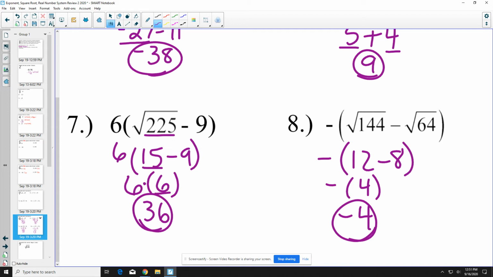All right, number 8, we've got to do our parentheses, but inside our parentheses, we've got to do our square roots first. So the square root of 144 is 12. The square root of 64 is 8. 12 minus 8 is 4. But then I have this negative sign out in front. So a negative times 4 would be negative 4.